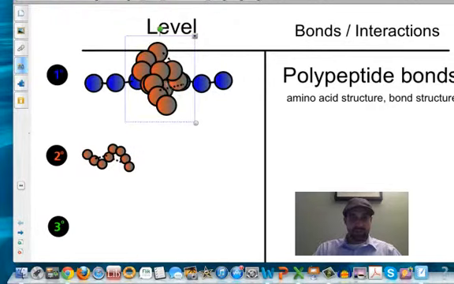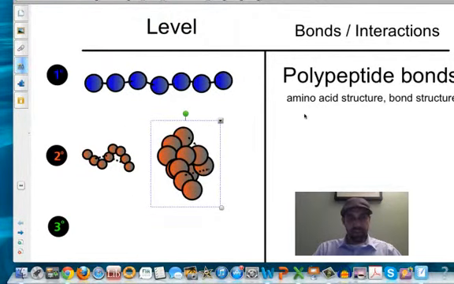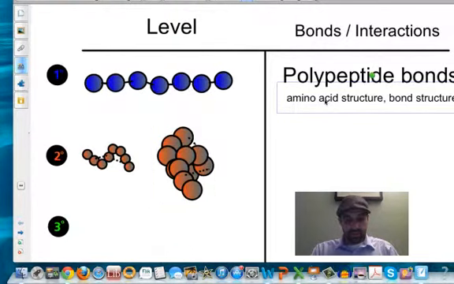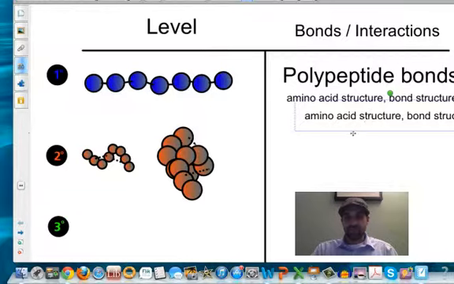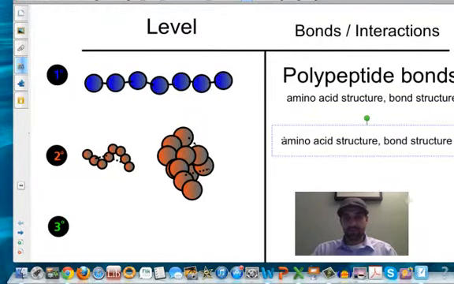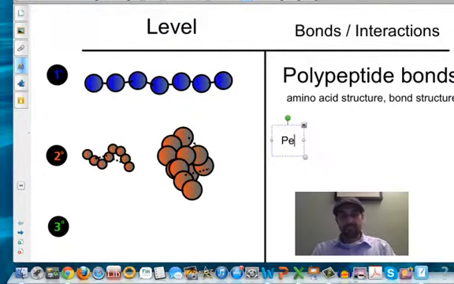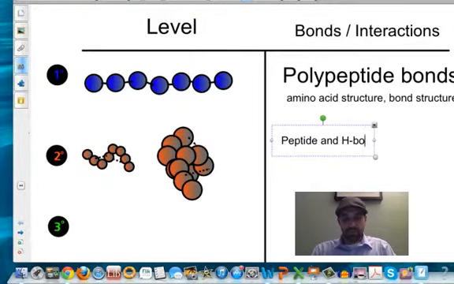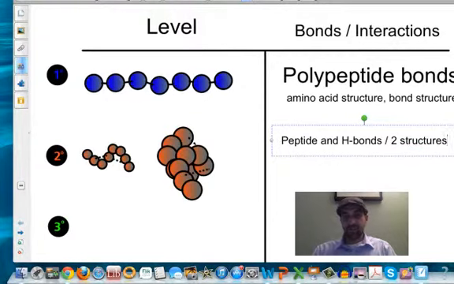Okay, so polypeptide bonds. Here the main goal is, I'm sure you can fill it in as well, and I'm sure you roll your eyes at me if you'd like to. We've got peptide and hydrogen bonds, and there are two structures, the alpha helix and the beta pleated sheet.